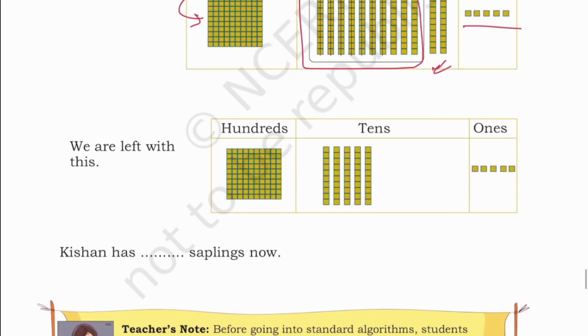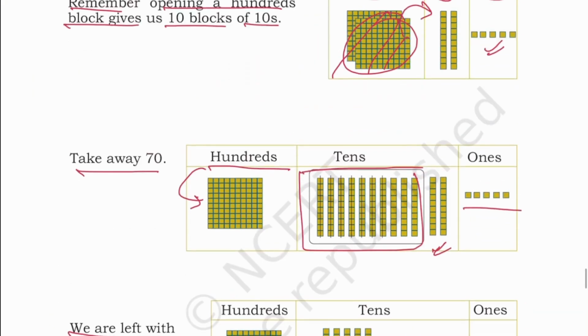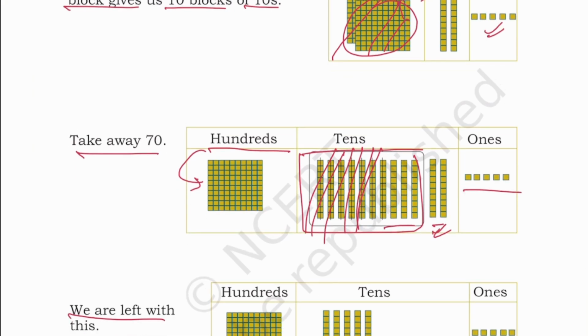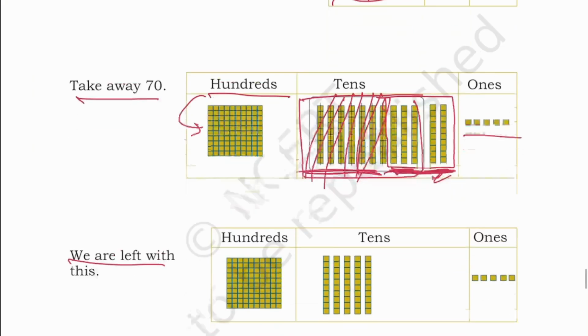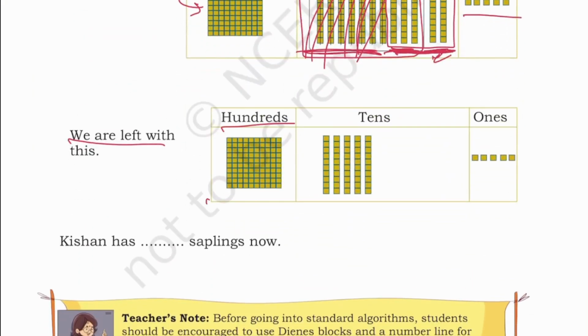Now remove 70 from here. That is 1, 2, 3, 4, 5, 6, 7 tens. We have to remove 70, then we are left with 30 here and 20 here. That is 50 that will remain, that means 5 tens and 5 ones. That is 155. We are left with this.